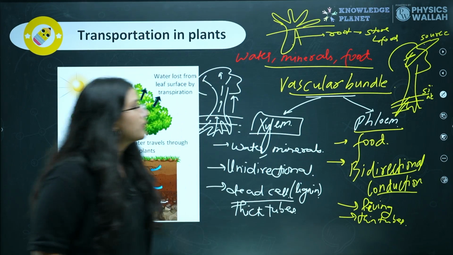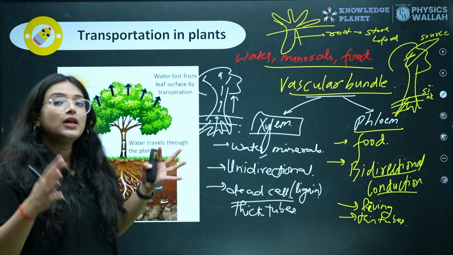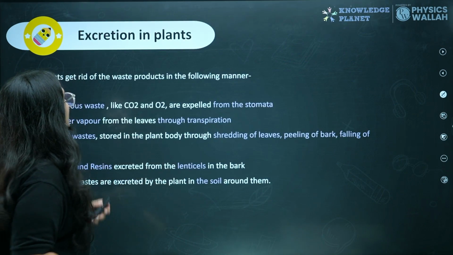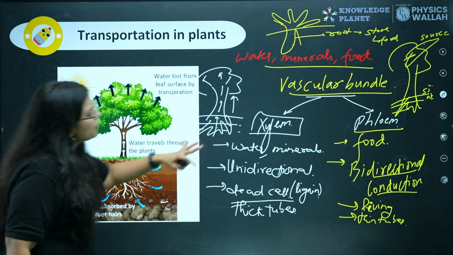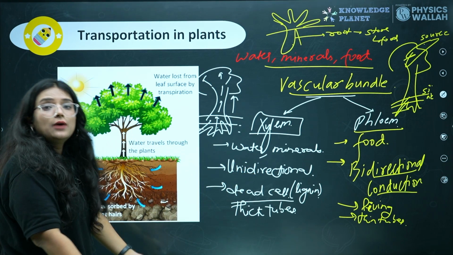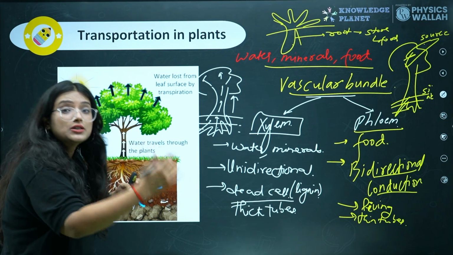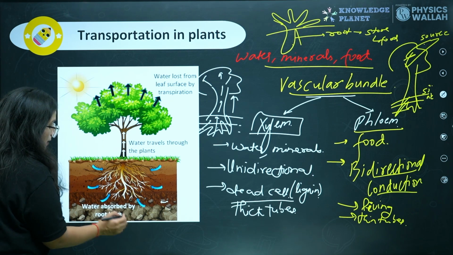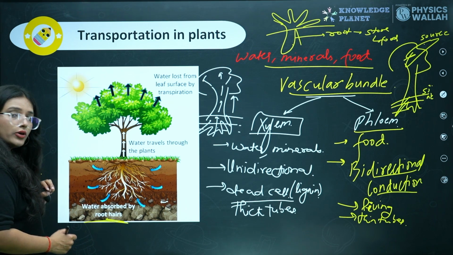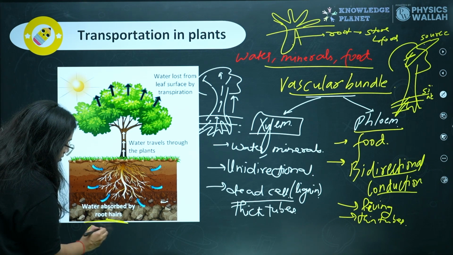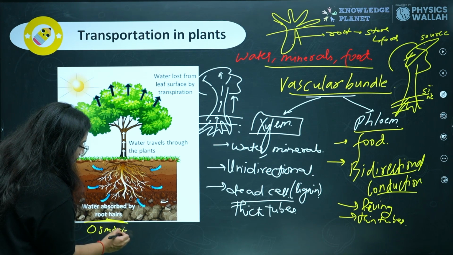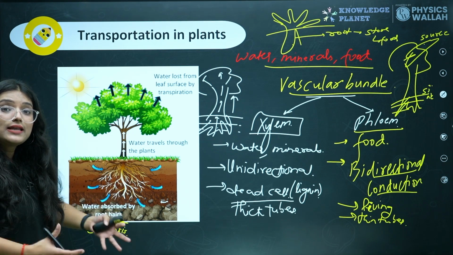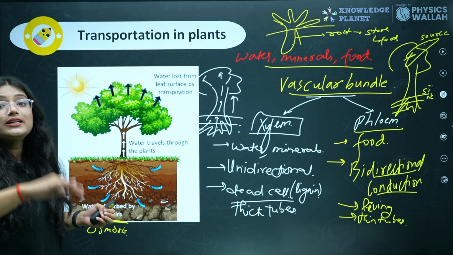Now, let's talk about how they help in conduction. First let's talk about water. How is water absorbed from the soil and does it go towards the xylem? Water is absorbed through the root hairs. That happens because of the process of osmosis. During osmosis, the water gets taken up after the active intake of ions.